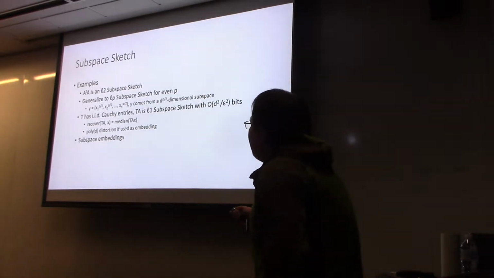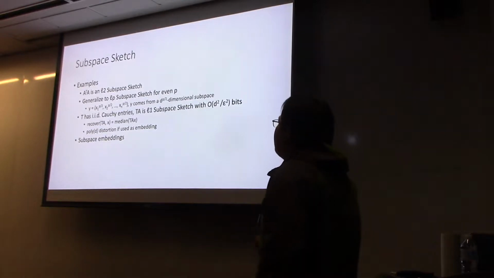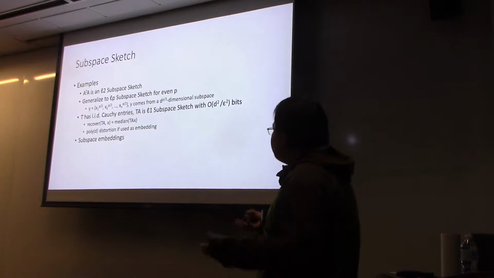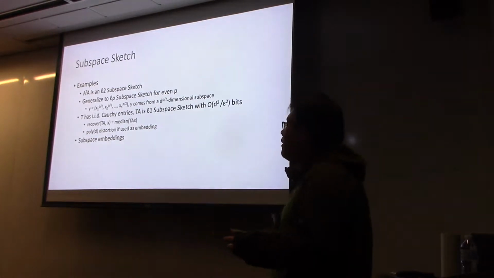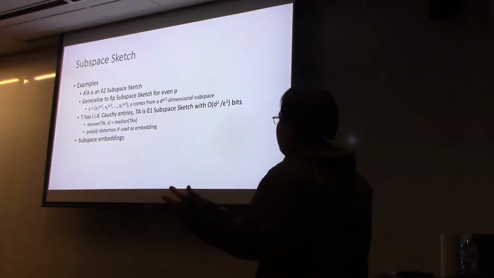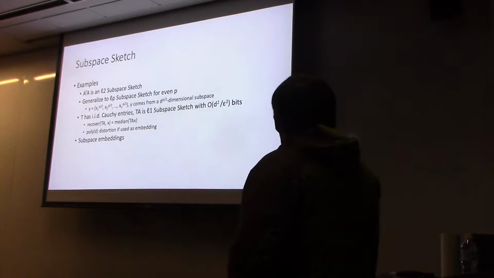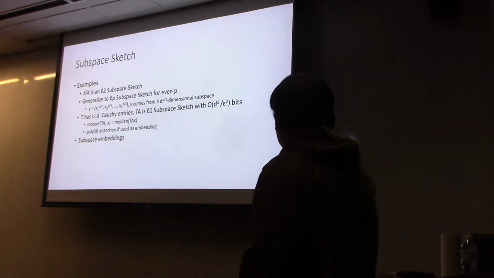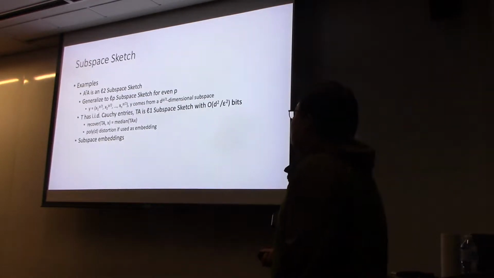But on the other hand, this y vector comes from a d to the p over 2 dimensional subspace, and you can just use the A transpose times A idea again to get a subspace sketch for this d to the p over 2 dimensional subspace, and so we can recover the Lp norm of all vectors in the subspace, and the total number of entries you will have is d to the p, which is roughly the number of bits we get here. Okay, and this only works for even integer p.